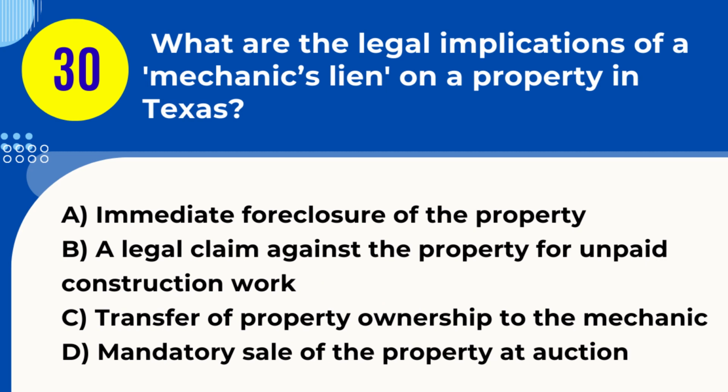Question 30. What are the legal implications of a mechanic's lien on a property in Texas? A. Immediate foreclosure of the property. B. A legal claim against the property for unpaid construction work. C. Transfer of property ownership to the mechanic. D. Mandatory sale of the property at auction. Answer: B. A legal claim against the property for unpaid construction work. Explanation: A mechanic's lien in Texas represents a legal claim against a property by a contractor, subcontractor, or supplier for unpaid labor or materials provided, potentially leading to foreclosure if the debt is not settled.